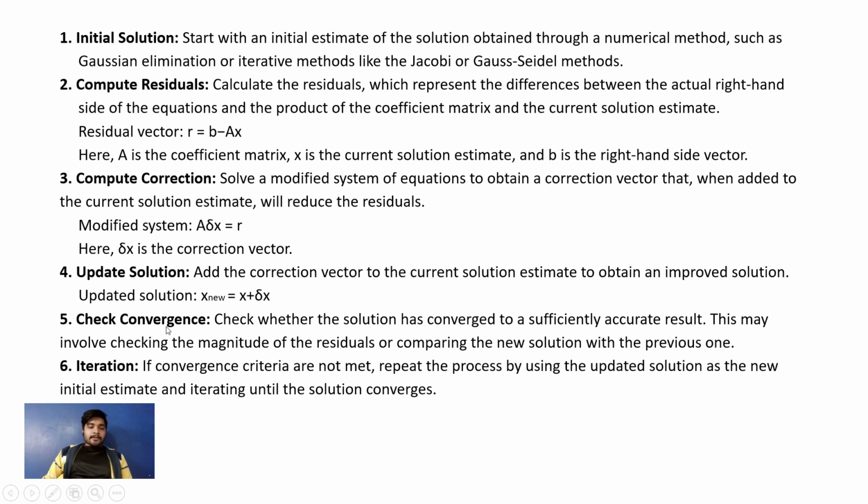Check convergence is the fifth step. Check whether the solution has converged to a sufficiently accurate result. This may involve checking the magnitude of the residuals or comparing the new solution with the previous one. The sixth step is iteration. If the convergence criteria are not met, repeat the process by using the updated solution as the new initial estimate and iterating until the solution converges.